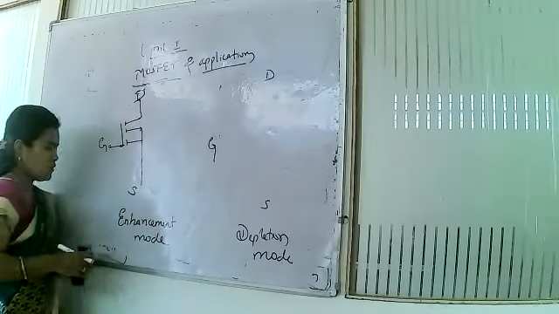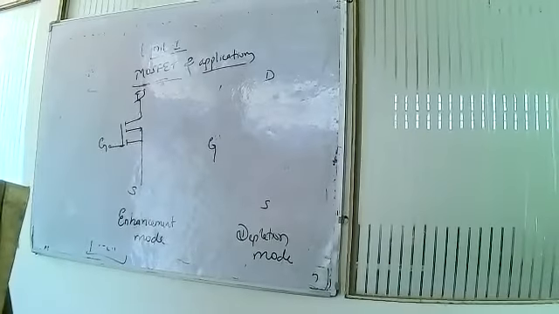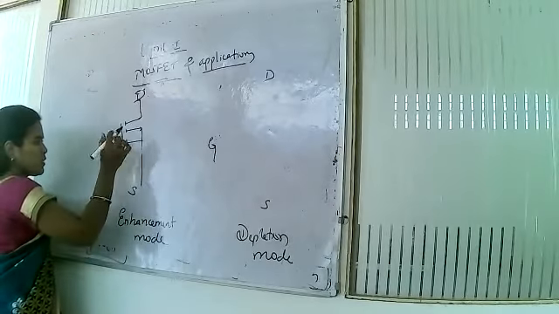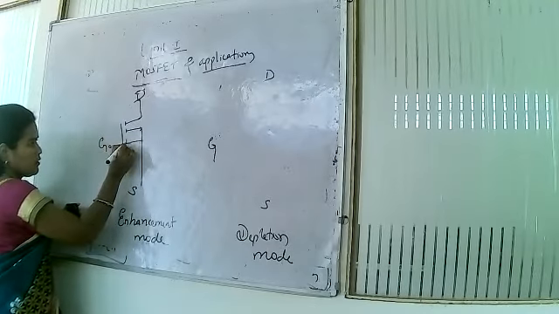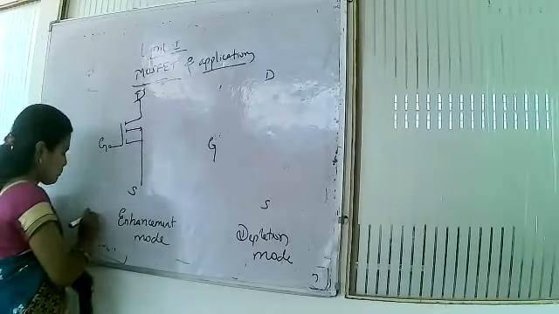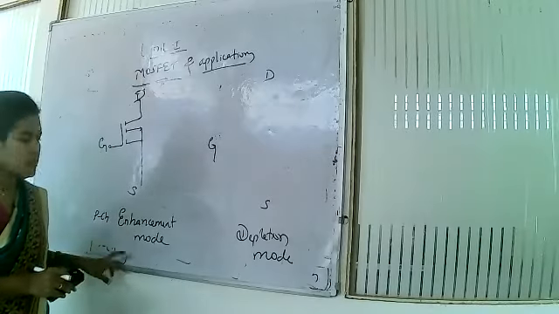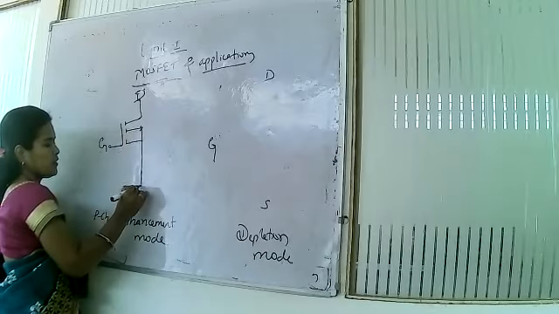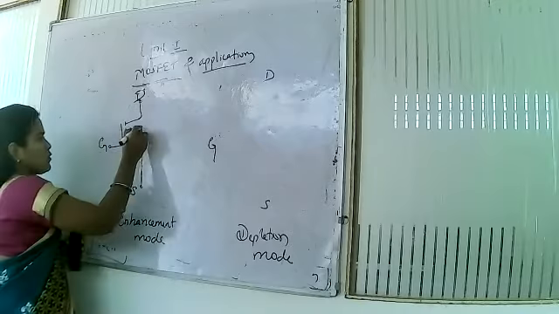So this is the enhancement mode. Any doubt? Drain, gate, and the source. Here, observe carefully. It is a P channel enhancement mode. It is P-channel enhancement mode, which means the arrow is like this. It is gate, drain, source.